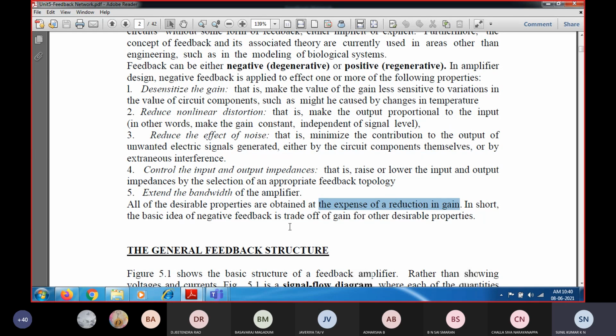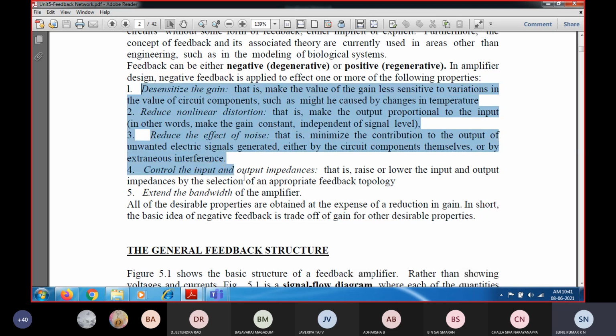So in short, the basic idea of negative feedback is to trade off the gain against the desirable properties. If gain is not an important parameter in your application, compared to these important properties, you can go for negative feedback. If gain is very important, you cannot go with the negative feedback system.